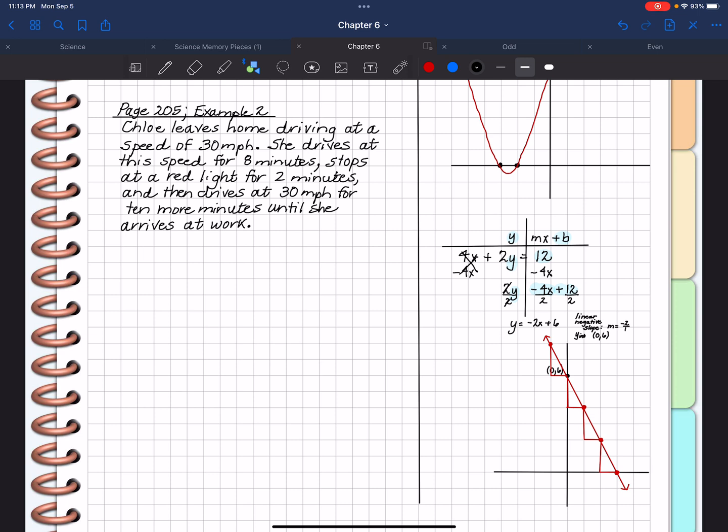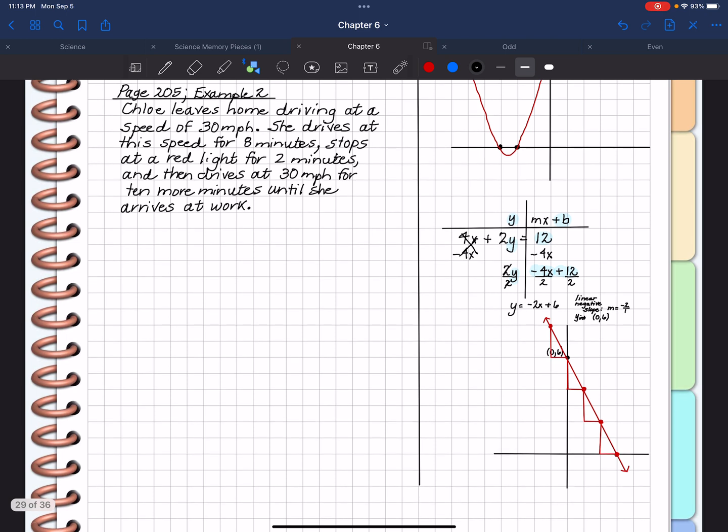So here's the story that we're going to graph. Chloe leaves home driving at a speed of 30 miles an hour. She drives at this speed for 8 minutes, stops at a red light for 2 minutes, and then drives at 30 miles an hour for 10 more minutes until she arrives at work. So this is a very common situation. You could imagine that you're Chloe, and we're going to track her progress on a graph.